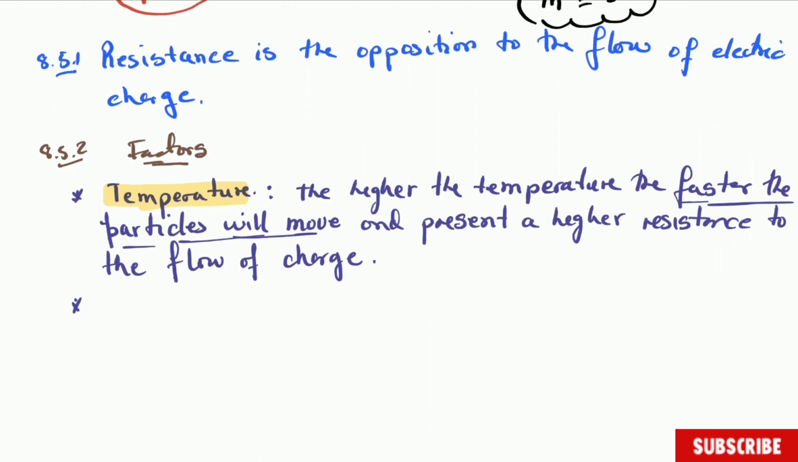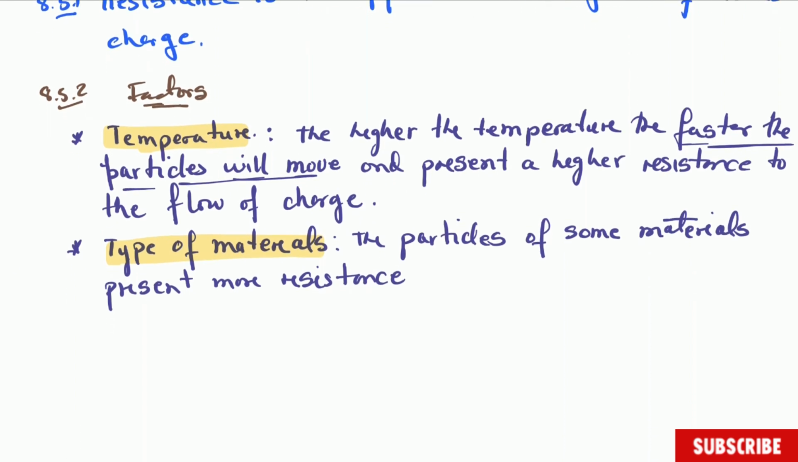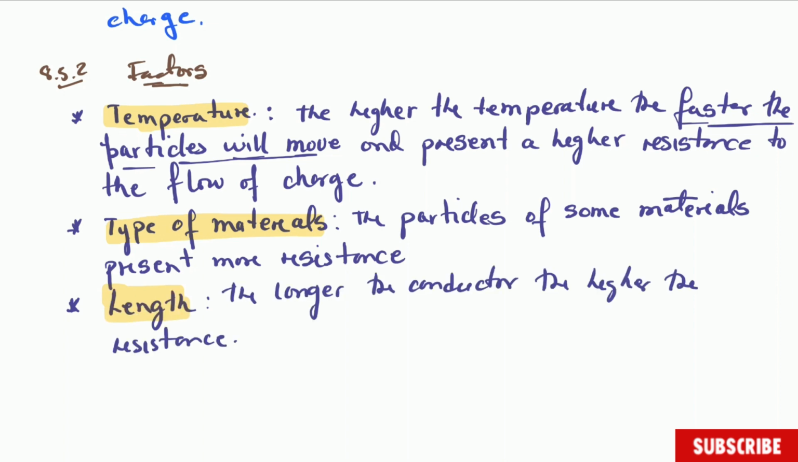The second factor we are going to speak about is the type of materials. In this case, different materials will have different resistance. That has to do with the spaces between the particles, how far the particles are from each other within that specific material and so on. But you don't have to say all that. The third one is length. You need to know that the longer the conductor, the higher the resistance.